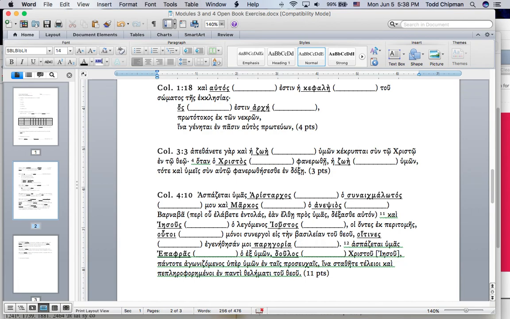One other nominative that is significant for us I want to note in verse 12. Aspazetai hymas Epaphras, we remember that from chapter 1, greets you, ho ex hymōn, who is one of you, doulos. How would doulos be used here?